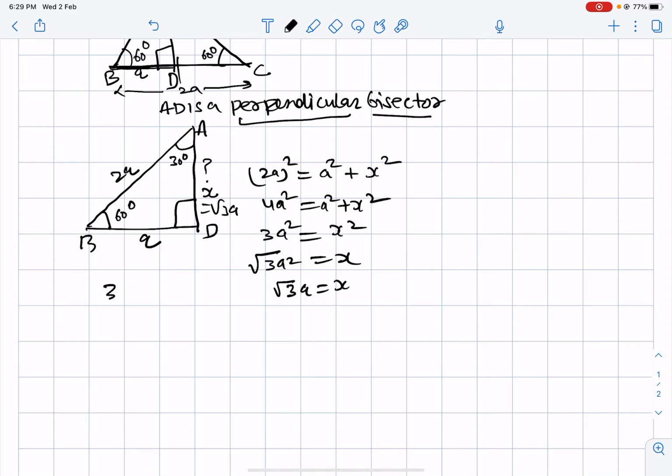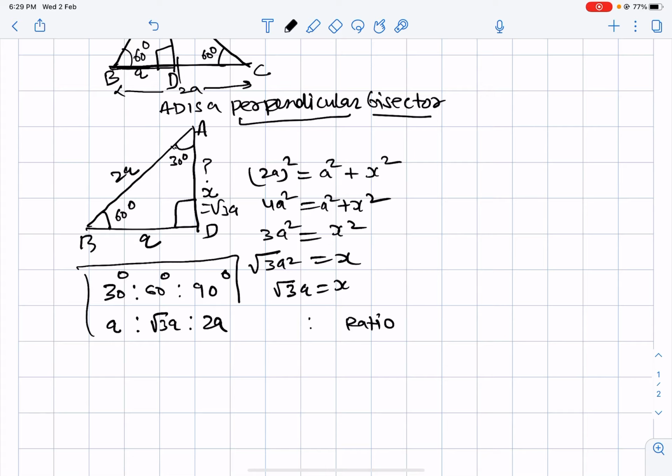So I'm going to label this 30, 60, 90. These two dots are for ratio. So now if you pay attention, opposite to the 30-degree angle we have a, opposite to the 60-degree angle we have square root of 3 a, opposite to 90 degrees we have 2a. So this is the relationship we are going to keep in our mind, and using this relationship we can even solve complicated problems.